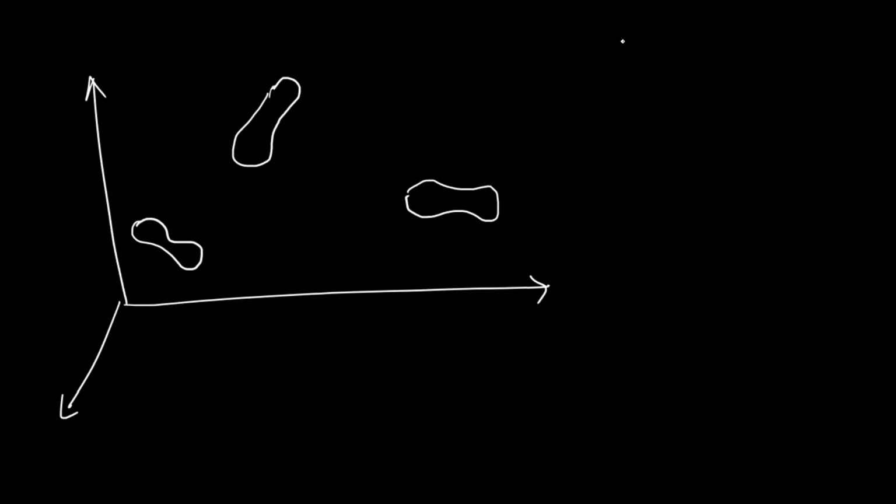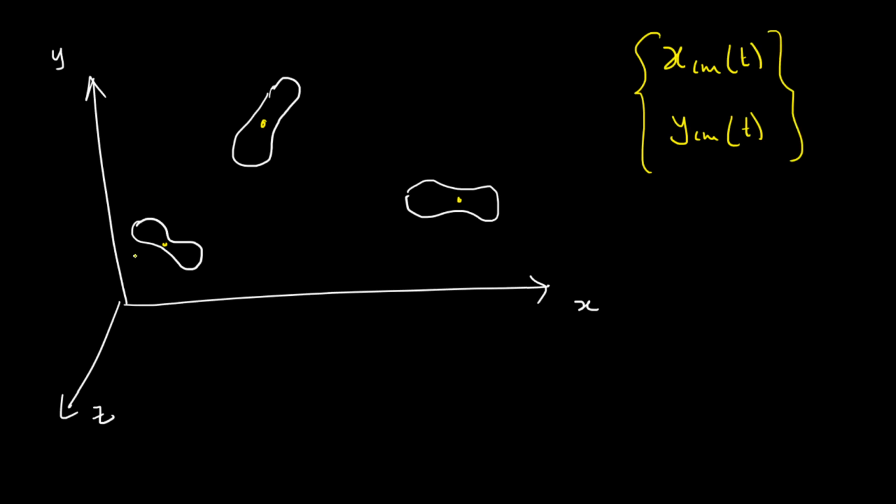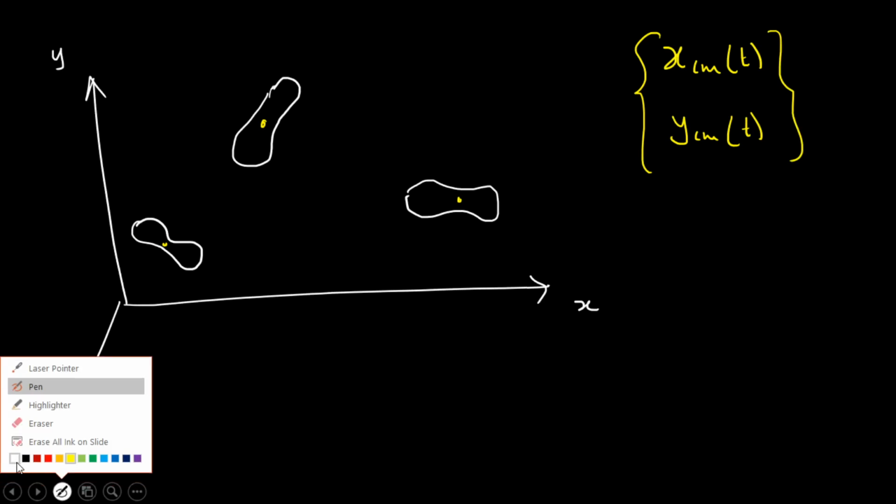Number one, I need to tell you the position of the center of mass, which I'm just calling xcm and ycm as a function of time, and this is just the motion of a single particle, the center of mass. Now it's important for you to realize that we are doing the simplified version where the object is moving in the xy plane.